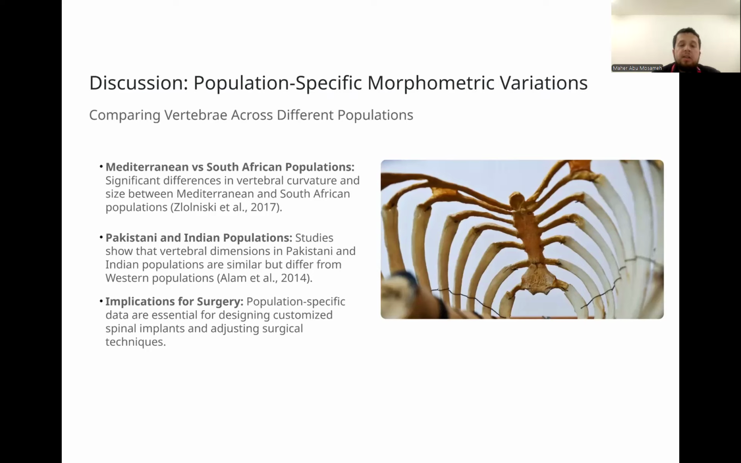Also, there is another study by Alam where they compare the vertebral dimension between Pakistani and Indian population, and they were different than those Western population. This is important info for surgeries if it is targeting certain population and certain ethnicities.